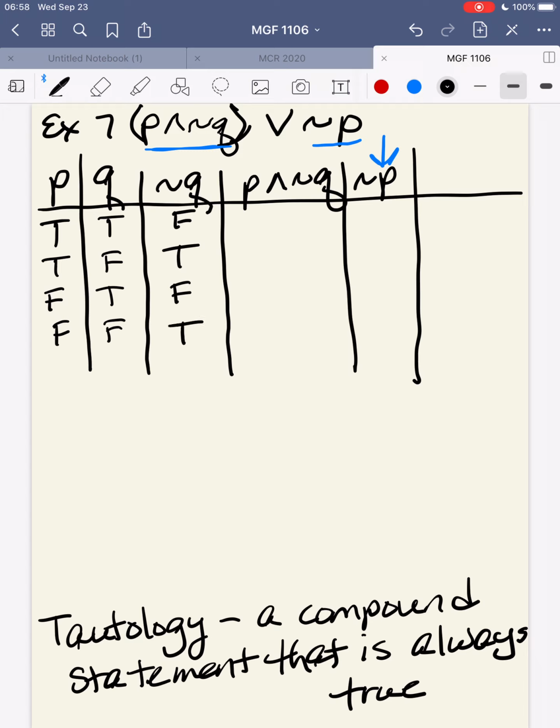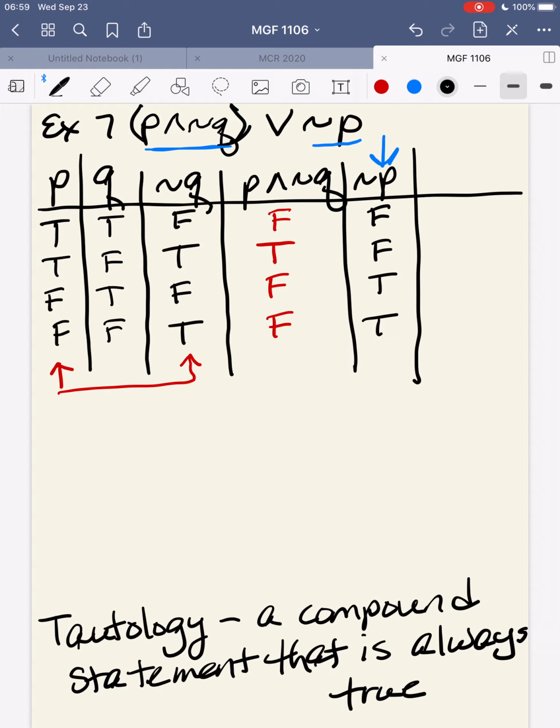And now for P and not Q, I'm comparing this one and this one to each other. Okay, so remember we're doing the and, so that means in order to be true, they both must be true. All right, so I have a true and a false. That's a false. I have a true and a true. That's going to be true. I have a false and a false, that's going to be false. And I have a false and a true, which is also going to be false. Now I'm going to go ahead and create my not P. So it's just the opposite of my P. So I have false, false, true, true.